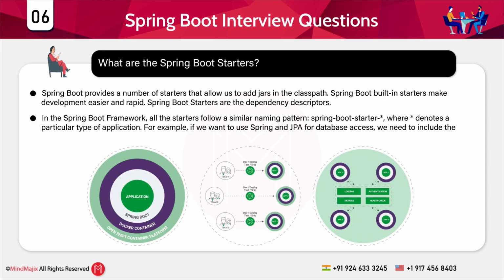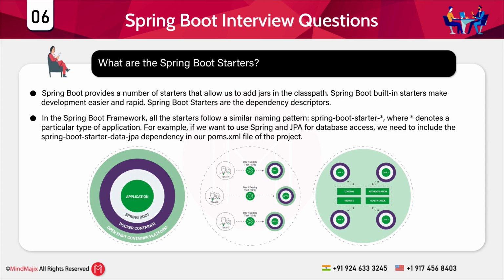As I already told you, when it comes to Spring Boot project development, we are going to use a lot of starter dependencies. The main agenda of starter dependencies is, when we are working with only one starter dependency, the remaining supported dependencies will come automatically. Spring Boot provides a number of starters that allow us to add jars in the class path. Spring Boot built-in starters make development easier and happy. If you are implementing any Spring Boot web application, you just need to add only the spring-boot-starter-web dependency. The supported dependencies will come automatically.